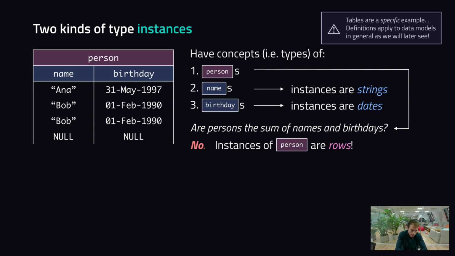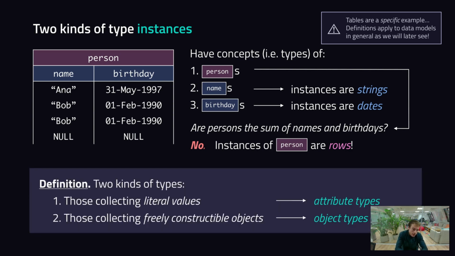And there's a fundamental difference here between how these rows behave and how the strings and dates behave in the other concepts. Namely, the rows can be made up and constructed freely. There's no limit to the number of persons that we can invent in our model. So while persons as rows are freely constructible, the same does not hold for names. Names are sourced from a predefined mathematical domain. Their instances are strings, and similarly birthdays are collecting values from a predefined mathematical domain, and in that case dates.